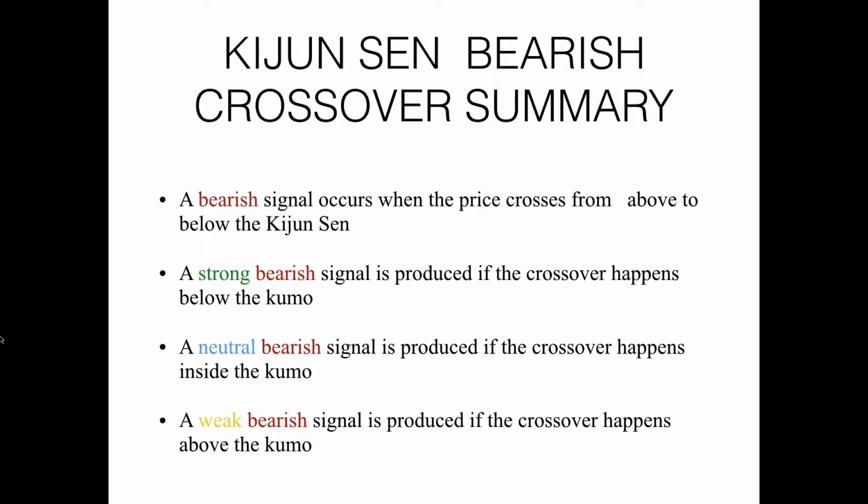Now to summarize, a bearish signal occurs when the price crosses from above to below the Kijun-sen. A strong bearish signal is produced if the crossover happens below the Kumo. A neutral bearish signal is produced if the crossover happens inside the Kumo. A weak bearish signal is produced if the crossover happens above the Kumo.